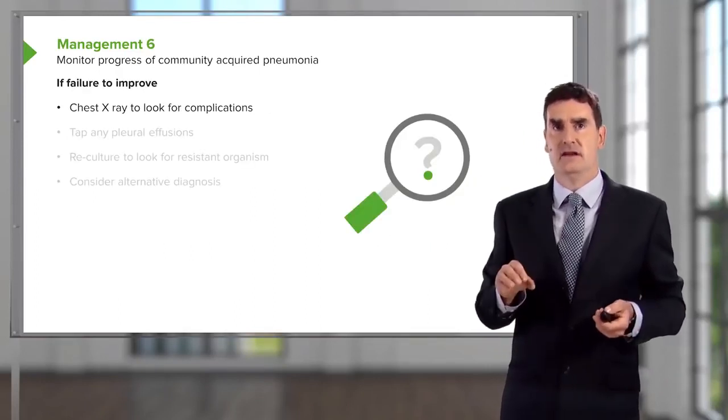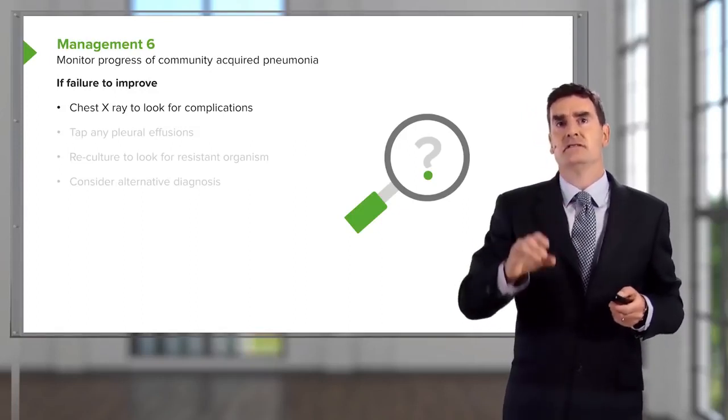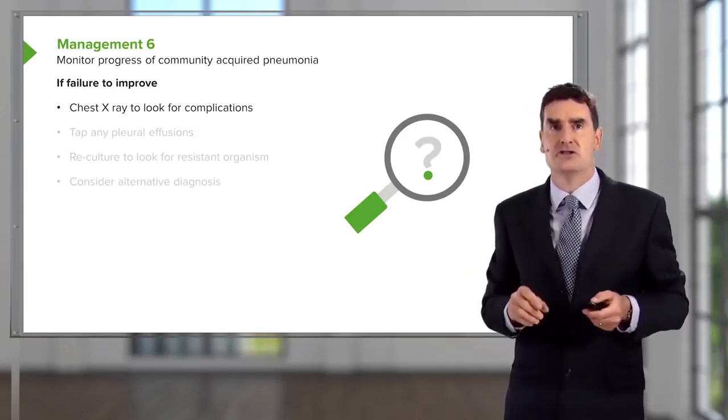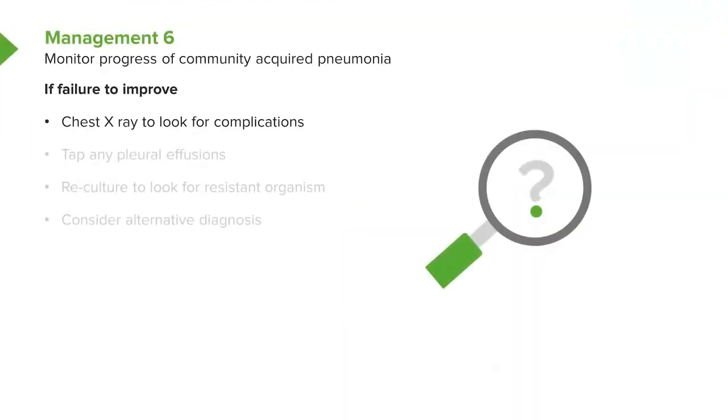If somebody's not getting better, if the blood tests are persistently abnormal, if they're still hypoxic and there's still a pyrexia, you need to think about various things. One is that you need a chest x-ray to look for complications. And if there's a pleural effusion present, then you need to tap that pleural effusion to make sure it's not infected. You need to think about reculturing to see whether the bacteria present might be a resistant organism. And I've mentioned Pseudomonas already as one of the key organisms we need to consider.